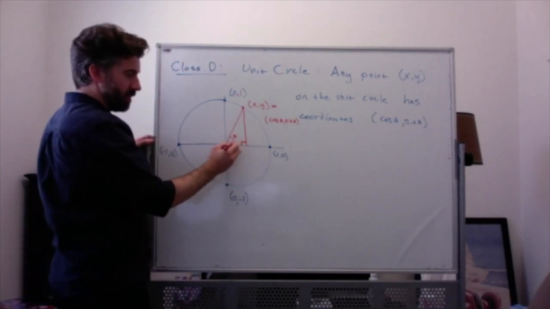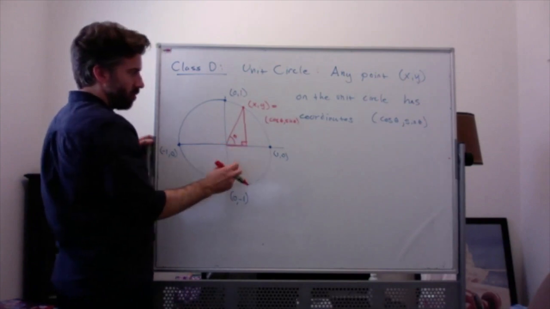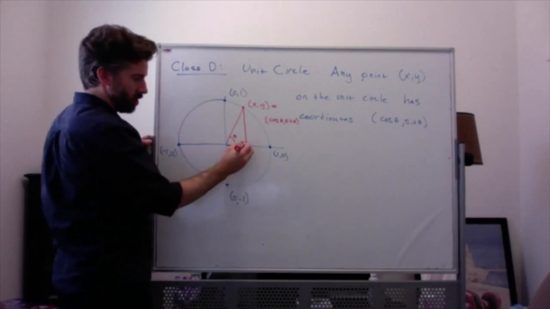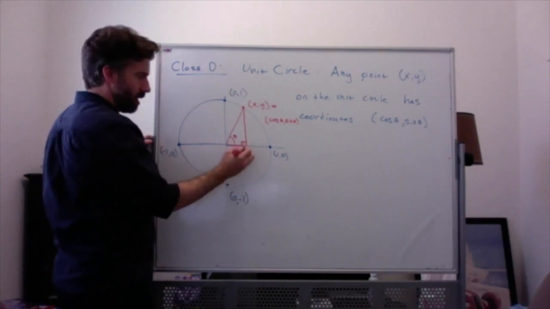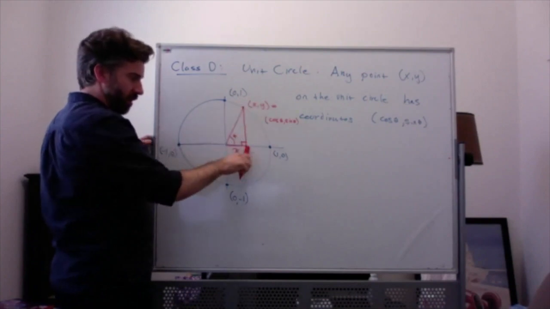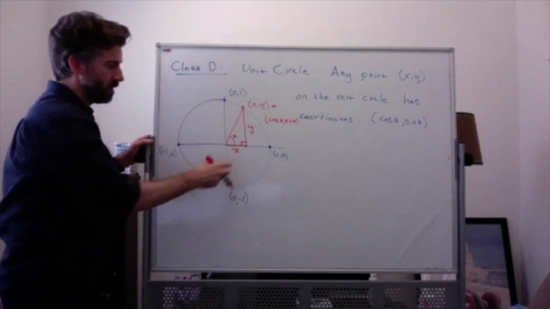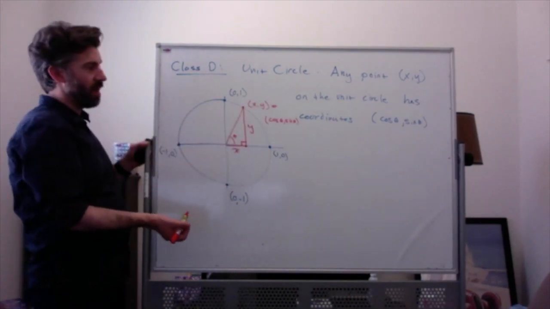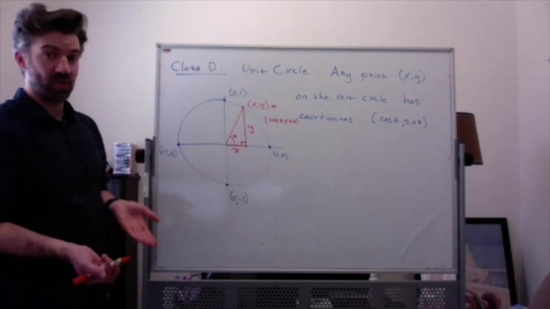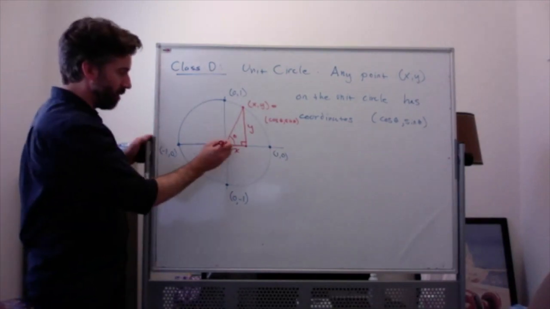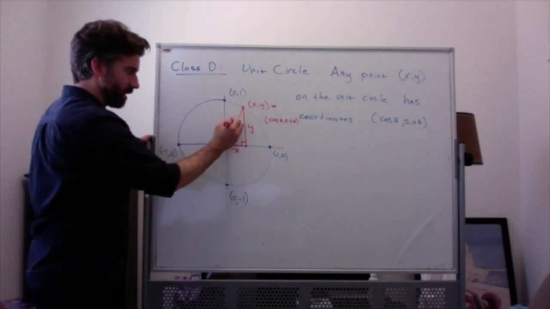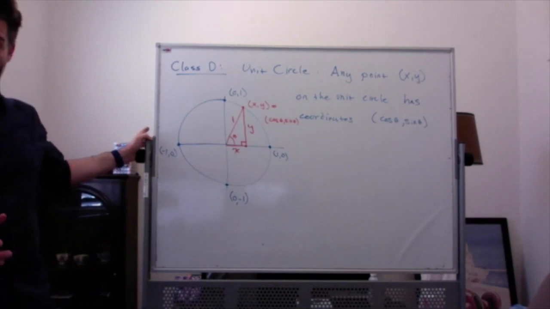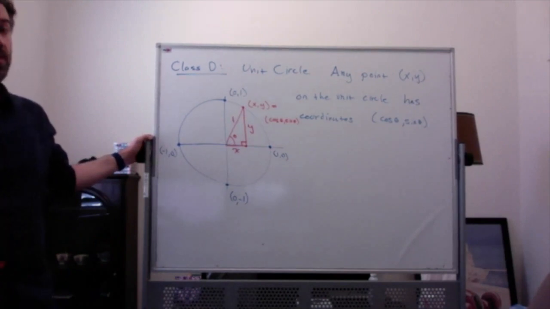The base of this triangle, well, if I'm calling this point (x, y), it means I've gone x in the x direction. And it means I've gone y in the y direction. So the length of the base is x and the height of the triangle is y. And then the radius of this circle is 1, which means the hypotenuse of this triangle has a length of 1. So this is true for a unit circle, right? Again, unit circle, the radius is 1.